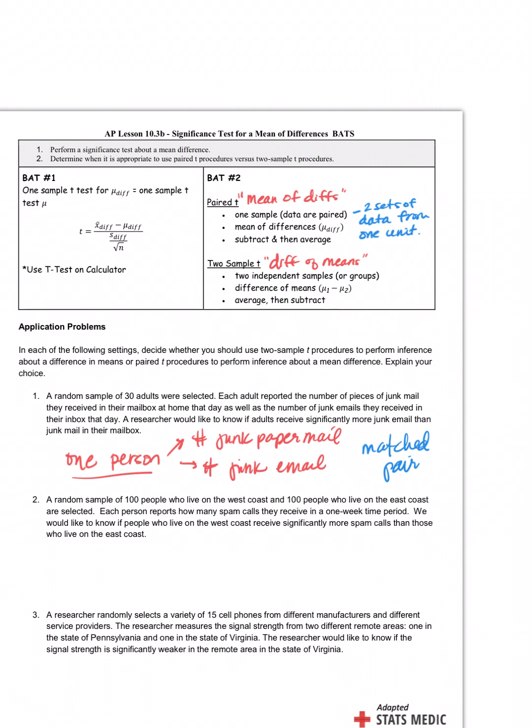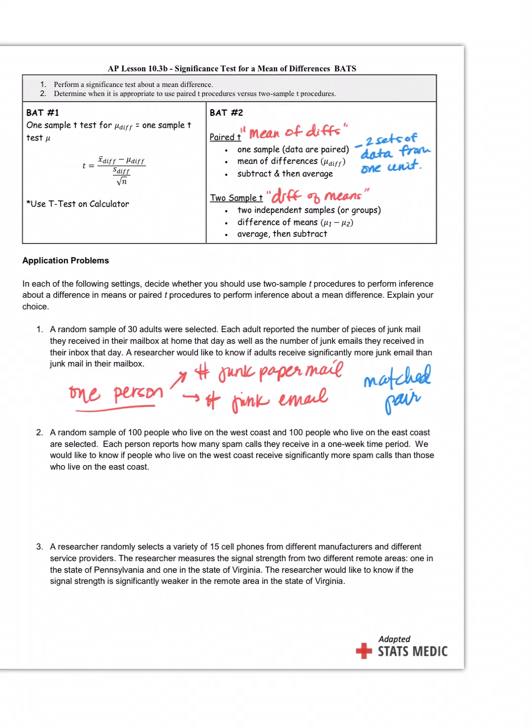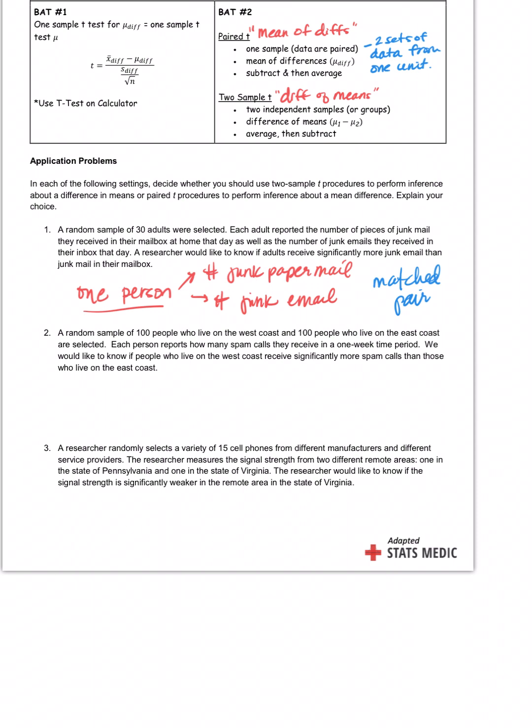Okie dokie. Miley, look alive. Wake up. Number 2. A random sample of 100 people who live on the West Coast and 100 people who live on the East Coast are selected. Each person reports how many spam calls they receive in a one week time period. They'd like to know if the people who live on the West Coast receive significantly more spam calls than those who are on the East.